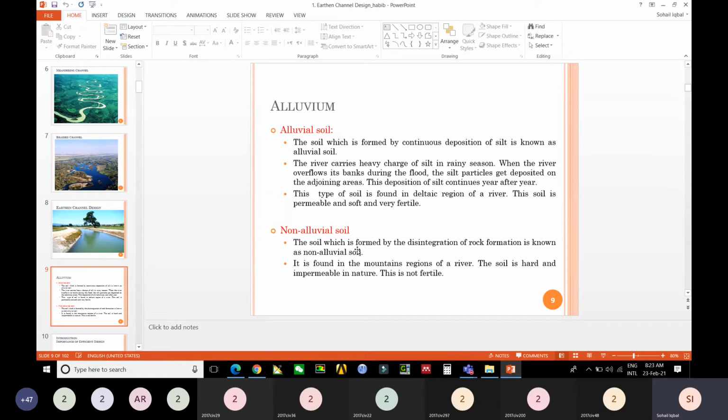Okay, so the next one is non-alluvial soil. Here there is disintegration of the rock formation. It is mostly available in hilly areas.